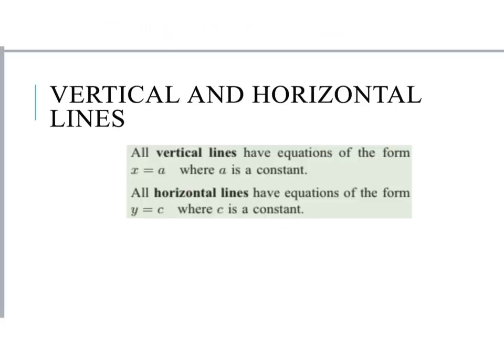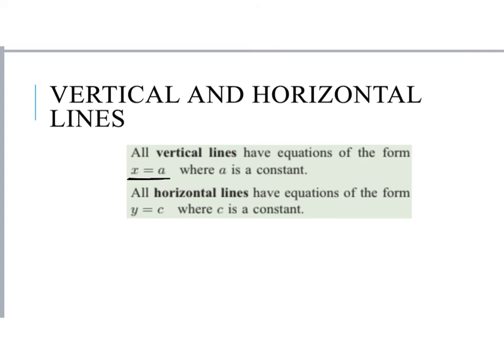Let's just have a quick chat about vertical and horizontal lines. All vertical lines have equations of the form x equals a. So if they go through 5, the equation is x equals 5, because every single coordinate on that line has an x coordinate of 5. Similarly, if they go horizontally through the y-axis, their equation is going to be y equals whatever value they go through.